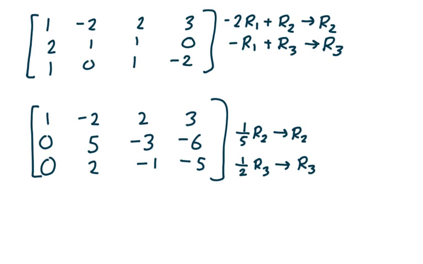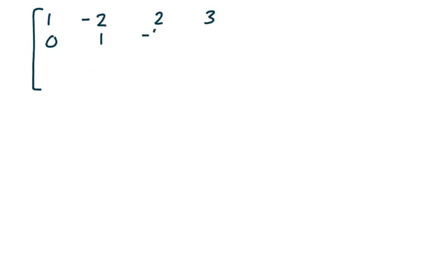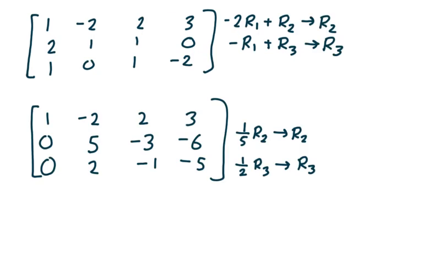So we get 1, negative 2, 2, 3, 0, 1, right? And then I'm going to get negative 3/5, negative 6/5. For the second row, 0, 1, and then I'm going to get negative 1/2, negative 5/2.